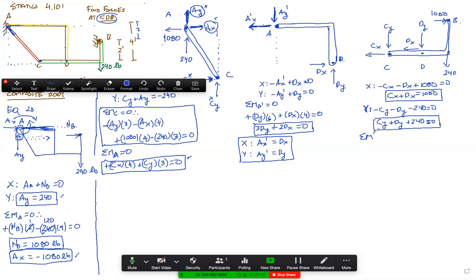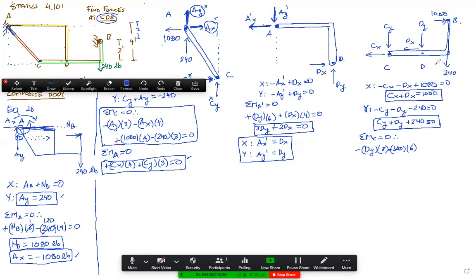Now, moment regarding C. If you do moment regarding C, let's see what happens. DY will produce a moment, and it will produce a negative moment. I need to walk a distance from C to D, which is actually 3. DX will pass through C, so it doesn't produce moment. What about 240? Well, 240 does: 240 times a distance, which is 3 and 3, 6. And this thing is also negative. Hopefully you see this minus over there.